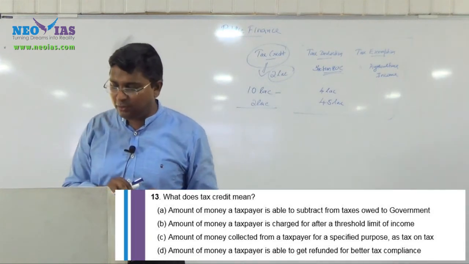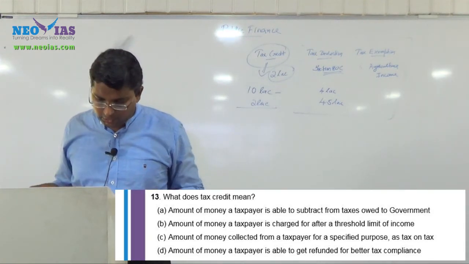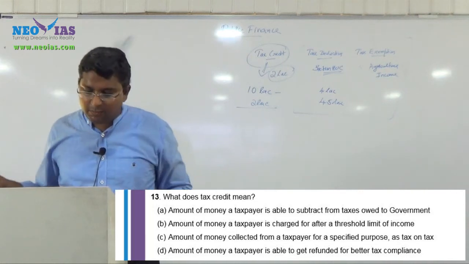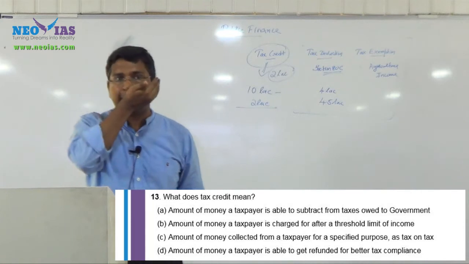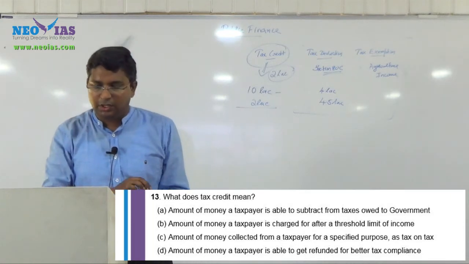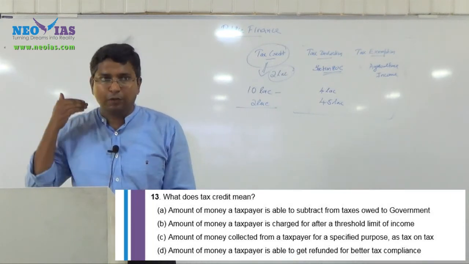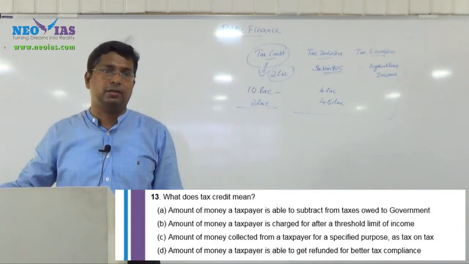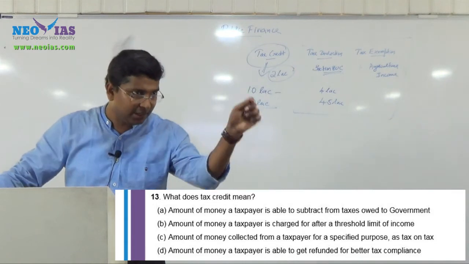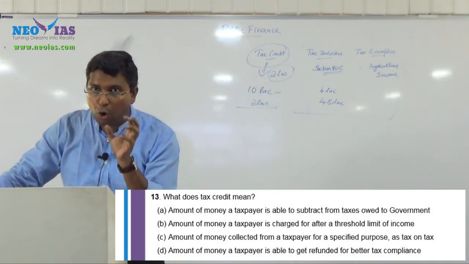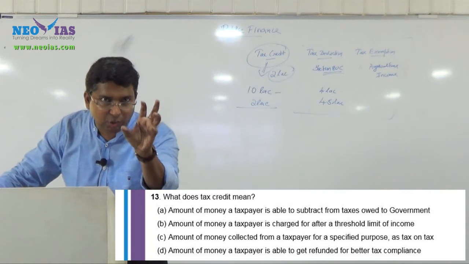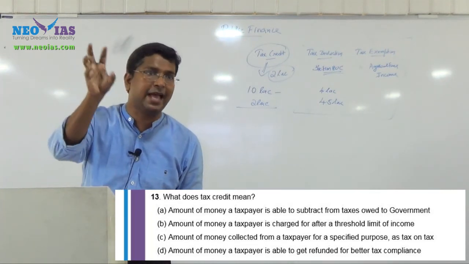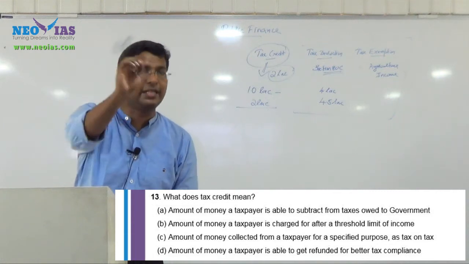Now you solve question number 13. See that question. What does tax credit mean? It's an ABCD question, yes or no? What is choice A? Amount of money a taxpayer is able to subtract or deduct, that means reduce, from taxes owed. See, he owes certain taxes to the government. The tax credit he can subtract from it. So that's the correct statement.